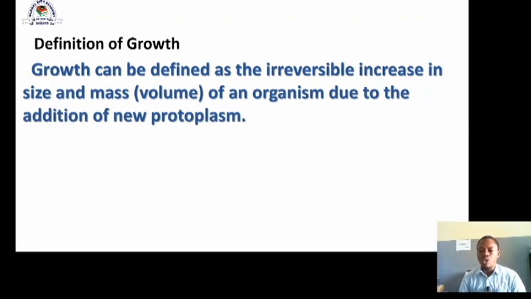This word protoplasm, or rather terminology in biology, protoplasm, simply means the cytoplasm together with its inclusion. It is the entire cytoplasm and the cell organelles in the cytoplasm all together that make up the living component of the cell, which we term protoplasm.